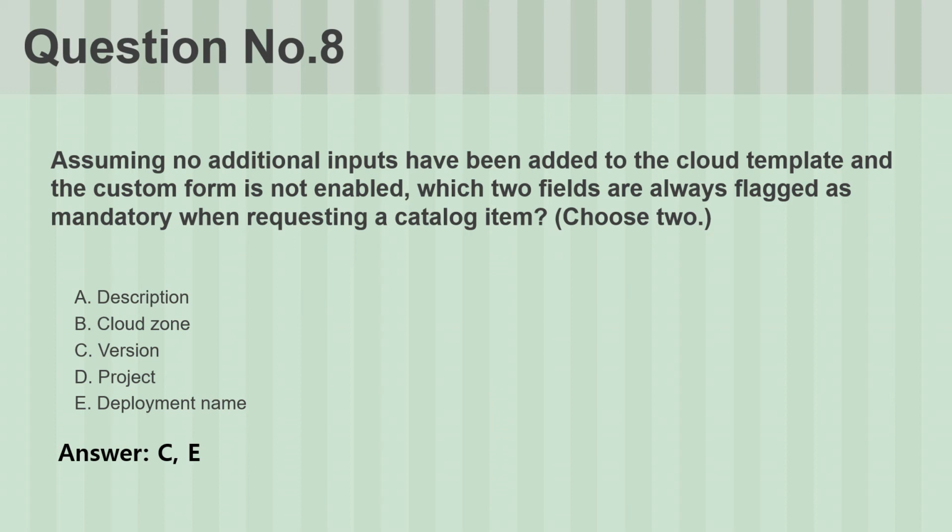Question number 8. Assuming no additional inputs have been added to the cloud template and the custom form is not enabled, which two fields are always flagged as mandatory when requesting a catalog item? Choose 2. A. Description. B. Cloud zone. C. Version. D. Project. E. Deployment name. Answer: C, E.